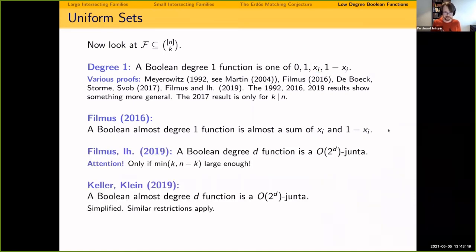And you can also repeat the previous results. Whenever you have a Boolean degree D function, then you know that you have a Junta. So yeah, you can approximate it well. You can actually decide containment in your family or not by looking at small subsets of your n elements and how your set intersects the small subset. Again, this fails when k or n minus k is too small. And you can also do the same thing for almost degree D.